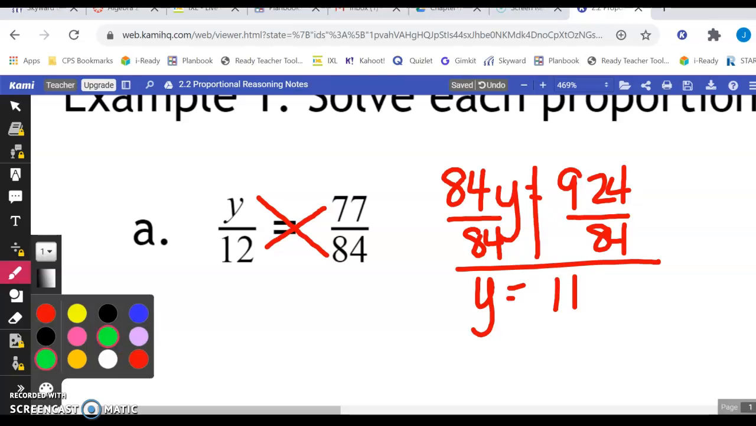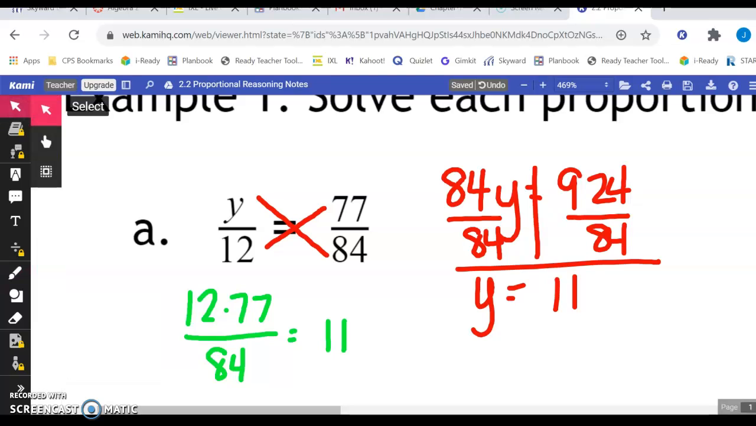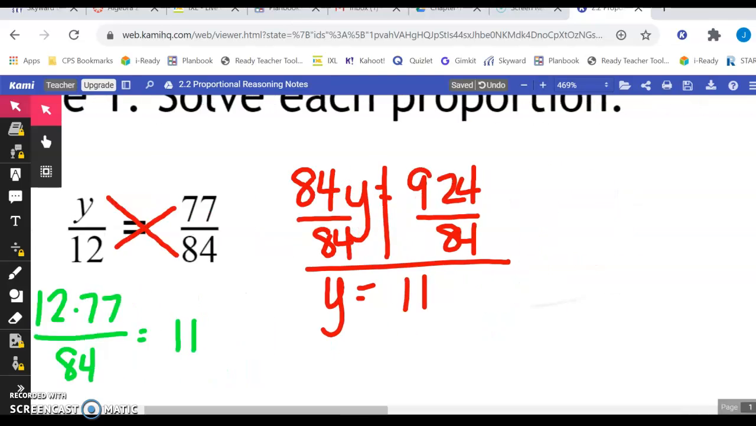Or you can multiply the 2 numbers that are across from each other in the diagonal. So we would do 12 times 77 and then divide by what's across from the variable, which is 84, and we would still get the answer of 11. So it depends on how you want to write it out, how you want to do it, whatever works best for you. 2 different ways to kind of look at it, but you're still doing the same math.